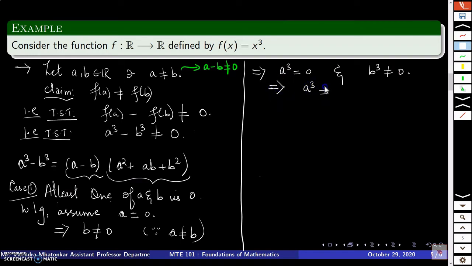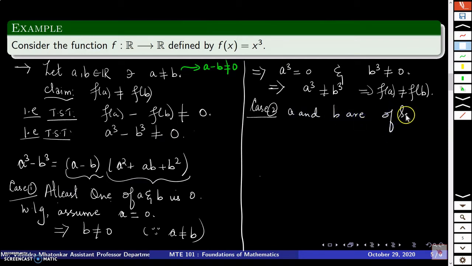Right? So a cube is not equal to b cube. That's what we wanted to show. That is the same as saying that f of a is not equal to f of b, right? So if one of them is 0, then f of a is not equal to f of b. So one case is done. Case 2 is when both of them are of same sign. a and b are of same sign. That means either both of them are positive or both of them are negative.